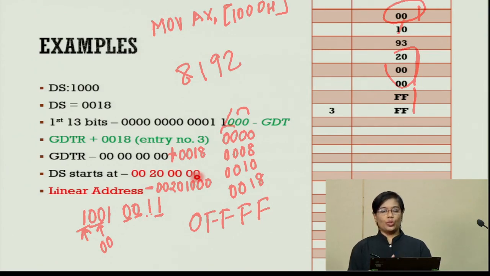In the next session, we will see how address translation takes place if the descriptor is going to be present in the LDT rather than in the GDT. So we'll stop with this in this session.